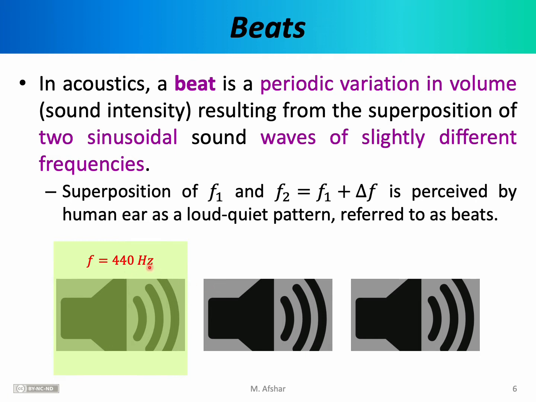Now to hear beats, we need to combine this frequency with another one. So for our first example, we're going to play 2 frequencies simultaneously. One will be 440 Hertz and the other one will be 442 Hertz. Here is the superposition of those 2 frequencies.